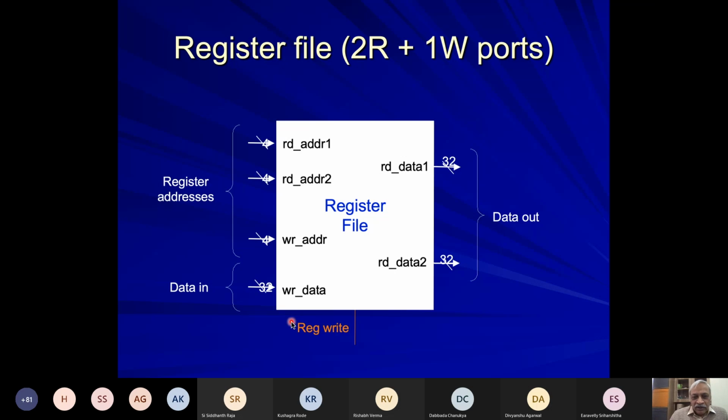This is more like the register file we need, because we need to fetch 2 operands. So there are 2 data outs, read data 1, read data 2, with different addresses. So you don't have a single address, you have 2 read addresses coming in, 1 write address coming in. Each of these is 4 bits, and you have write data. So you can consider this as a register file with 2 read ports and 1 write port. Okay, so 2R plus 1W ports, 2 read ports and 1 write port.